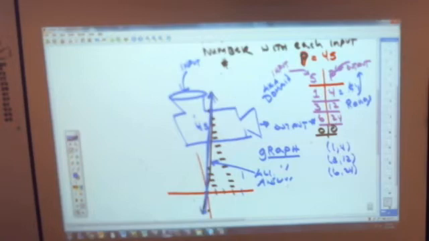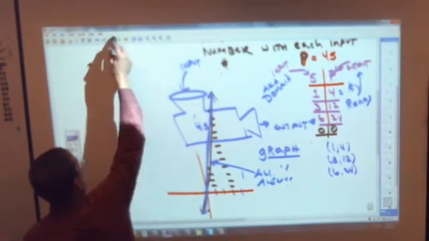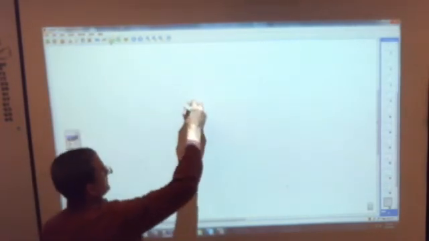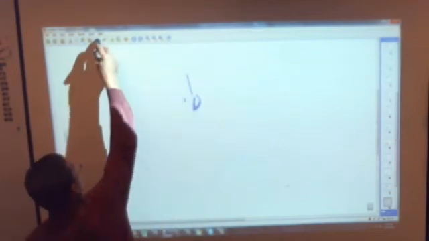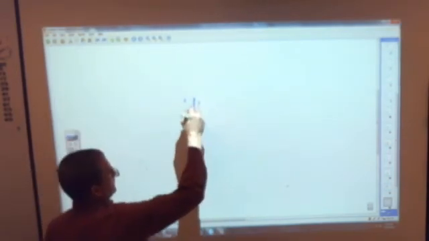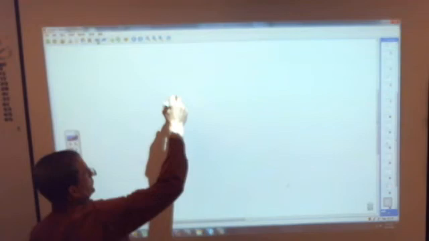And on top of that piece of paper, write, well, let's write, yeah, let's just write proportional.